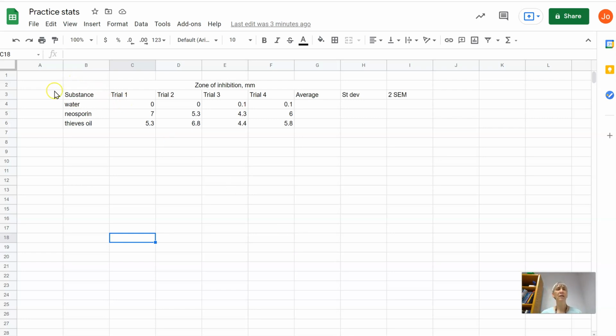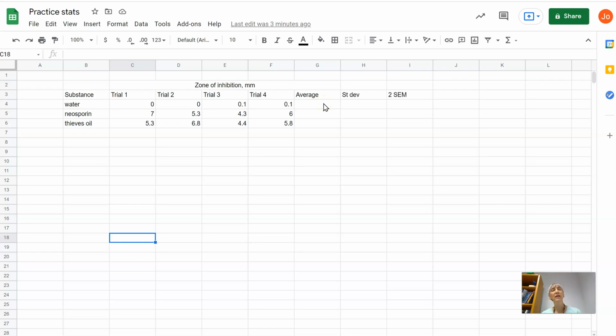So here we go. This is similar to the data table that was shown that I was just making up numbers for to see if you could pick out the parts of an experiment. Remember, our independent variable is going to be here on the left. We have our dependent variable as a merge cell at the top, zone of inhibition. We've got our trials. And we have these blank columns out here for our calculations and stats.